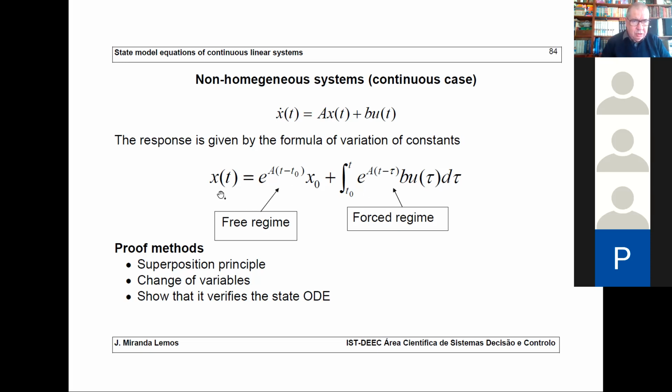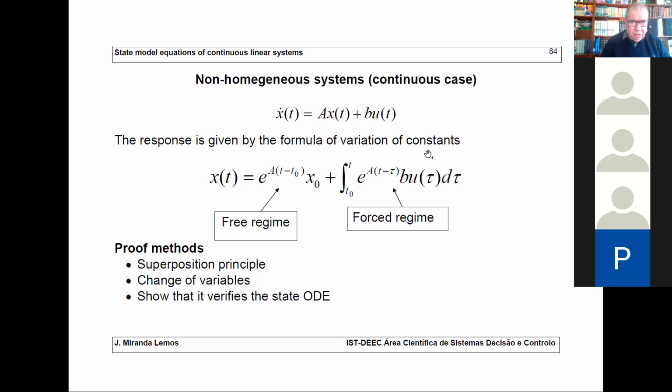What happens to this formula when t is equal to t0? Say in the exponential, what do you get? You get the exponential of A times (t minus t0), so this becomes 0. So the exponential of A0 is the identity. So it becomes x(t) equal to x0 plus, and now the integral collapses because you are computing the integral in just one point. So it verifies the initial condition. Okay.